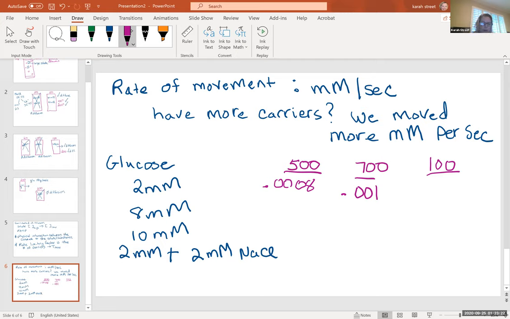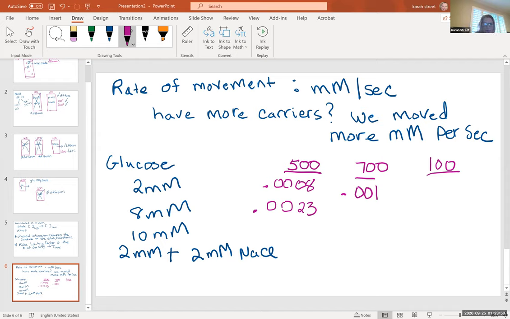Well, now we increased the workload. We increased the workload to 8 millimolar. And it took us, with 500 carriers, 0.0023. We had more glucose to move. We had adequate carriers. And because we had adequate carriers, we moved more. We had more clothing to move, and we had the room for it. So we moved more millimoles per second.